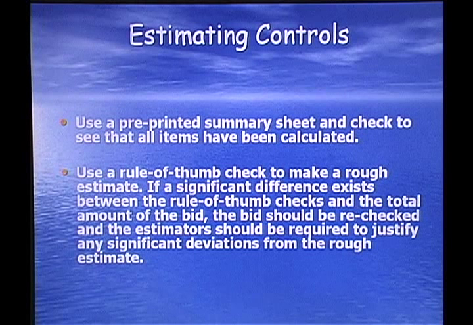So estimating is usually considered the success or downfall of most construction jobs. If you can't figure out the manpower and materials you're going to need, you can't figure out your costs, and so you can't figure out what you ought to be charging. Estimating controls: use a pre-printed summary sheet and check to see that all of the items have been calculated. Use a rule of thumb check to make a rough estimate. If a significant difference exists between the rule of thumb checks and the total amount, the bid should be rechecked and the estimator should be required to justify any significant deviations from the rough estimate.